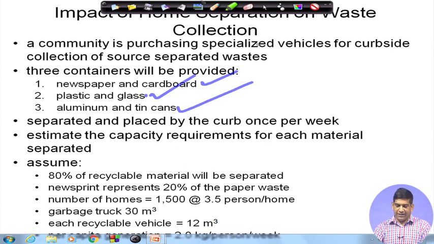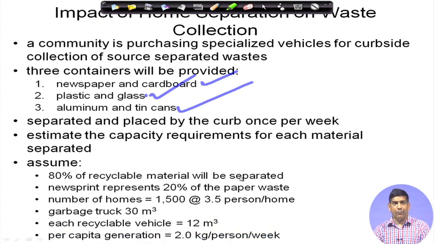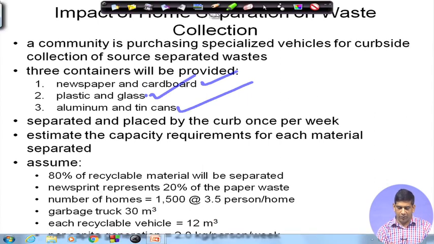So here, the materials are separated and placed at the curbside once per week. Estimate the capacity requirement for each of these. There is certain data given to us: 80% of the recyclable materials will be separated. We are assuming that 80% will get separated. Newsprint represents 20% of the paper waste. Paper waste is newspaper, office paper, and other things. Newsprint is essentially the newspaper. When we say newsprint, we are talking about this newspaper.